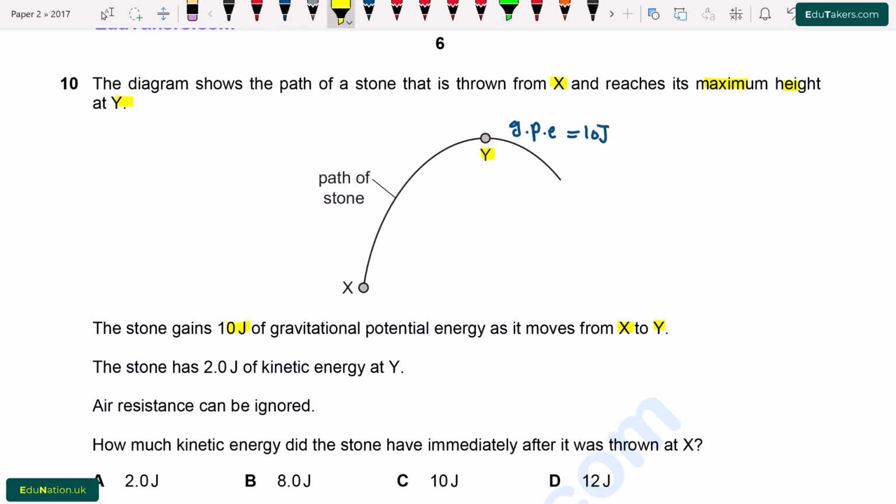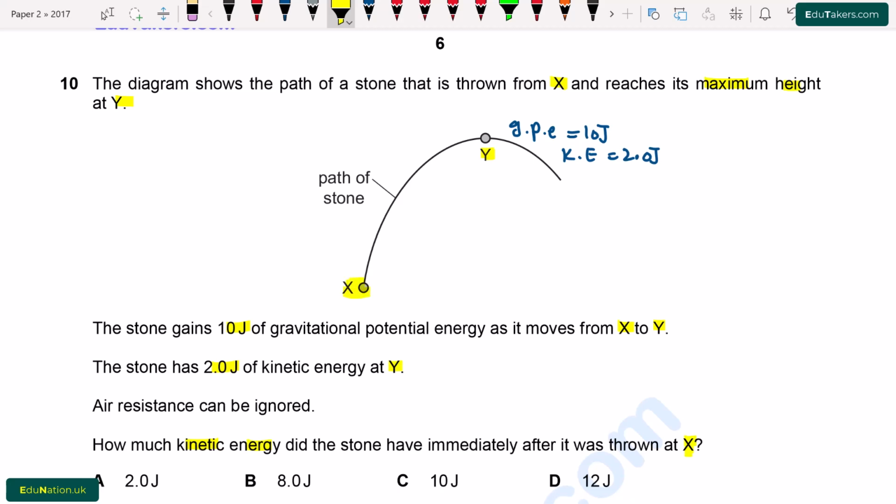The stone has 2.0 joule of kinetic energy at Y. At the point Y, kinetic energy is equal to 2.0 joule. Air resistance can be ignored. How much kinetic energy did the stone have immediately after it was thrown at X? So here we have to find out the kinetic energy at the point X.